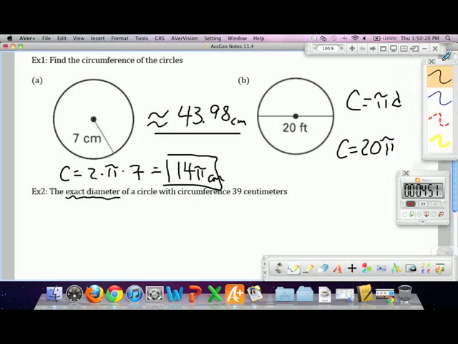Circumference is 20 pi feet. Or again, you may not have a good feel for what 20 pi feet looks like. An approximate answer for 20 pi feet is, what do we got here? 20 times pi. It's about 63, you said? 62.83 according to this calculator.